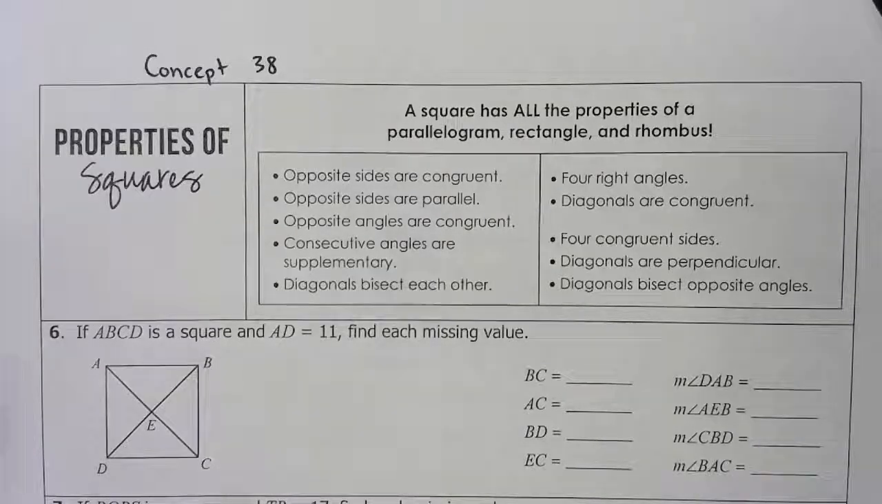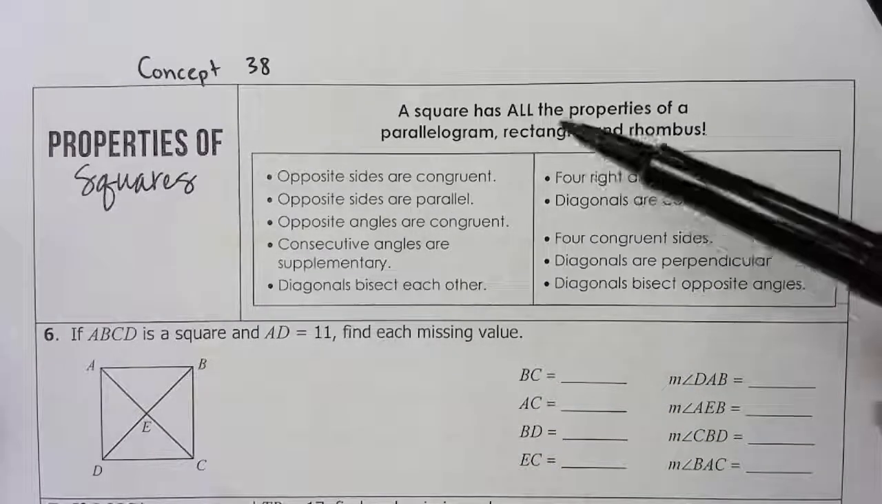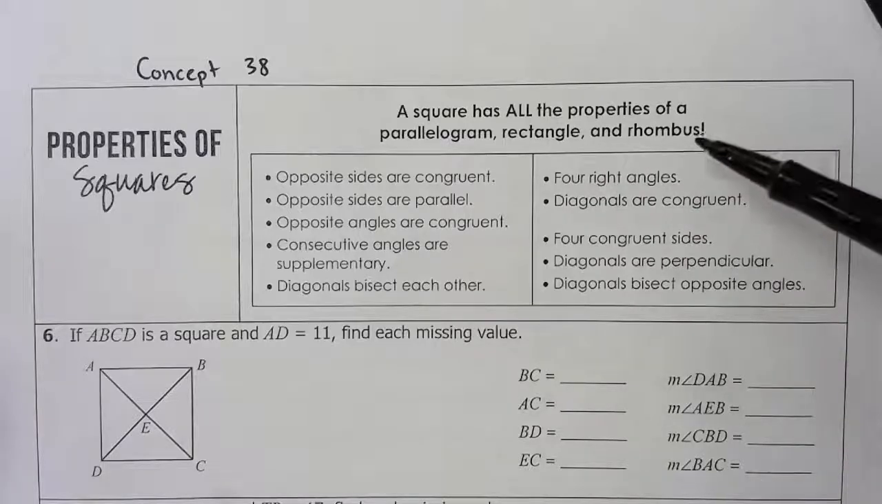This is concept 38 part 2. In this one we discuss the properties of squares. A square has all the properties of a parallelogram, rectangle, and a rhombus.